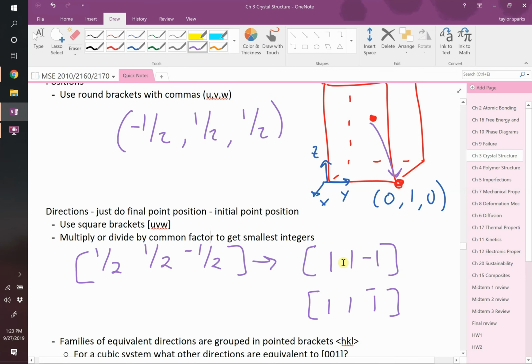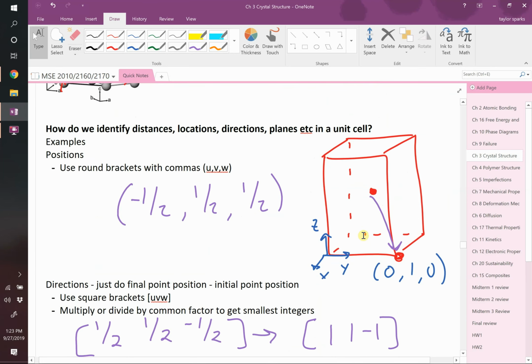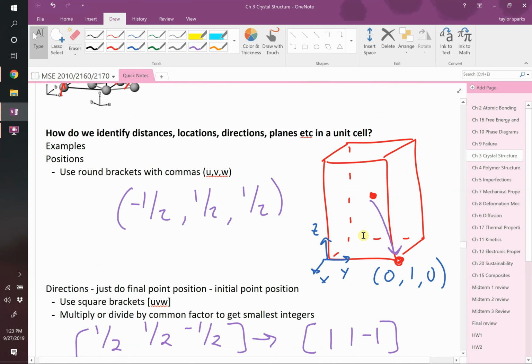Okay? Now it works. Now when you start here and get to this point, you had to come forward in the x direction. You had to go forward in the y direction, but you had to go down in the z direction. Okay? Everybody with me? Are there any questions on directions or points?